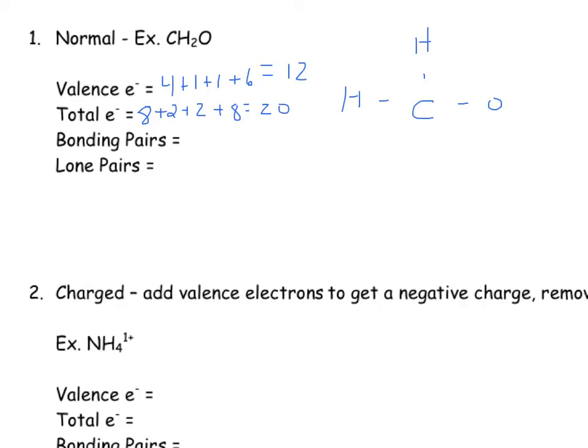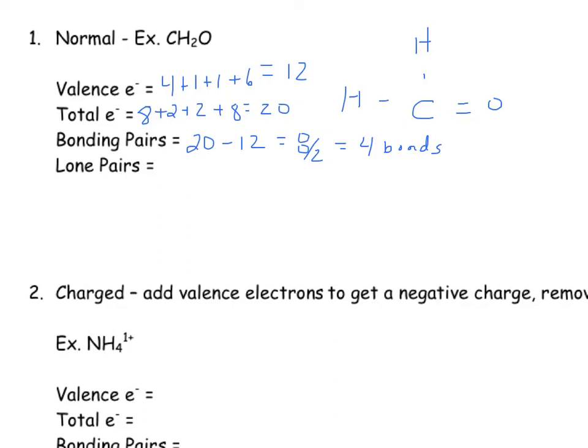Next, I calculate how many bonding pairs are in my diagram. I do that by taking the total electrons and subtracting the valence electrons. This gives me how many electrons are shared in bonds. If I divide that number by 2, it tells me how many bonds I need on my diagram. Now if you look at the diagram, I've already placed 1, 2, 3 bonds. I need to put one more bond on there. My hydrogens are going to be stable with only one bond, but my carbon and my oxygen can share another pair of electrons.